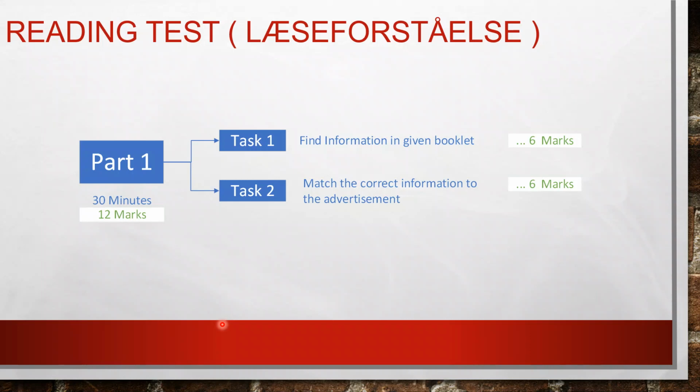As we discussed previously, there are two parts in the reading test, and part 1 is for 30 minutes, which has 12 marks in total. In part 1 there are two tasks. The first task is about finding information in the given booklet, and task 2 is about matching the correct information in the given advertisements. So it has 6 and 6, 12 marks, which I think are very easy to achieve. It's a no-brainer. You can easily achieve these 12 marks without much effort.